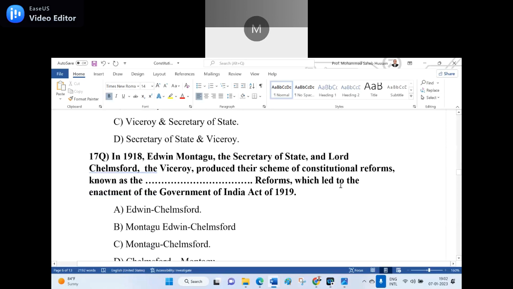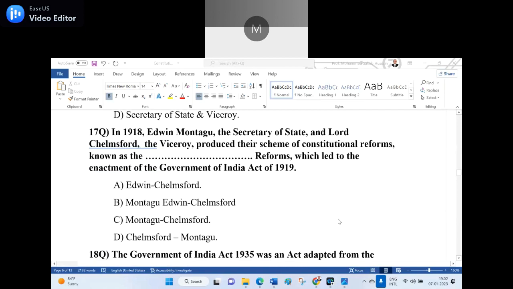17th question. In 1918, Edwin Montagu, the Secretary of State, and Lord Chelmsford, the Viceroy, produced a scheme of constitutional reforms known as the dash reforms, which led to the enactment of the Government of India Act of 1919. A, Edwin Chelmsford. B, Montagu Edwin Chelmsford. C, Montagu Chelmsford. D, Chelmsford Montagu.